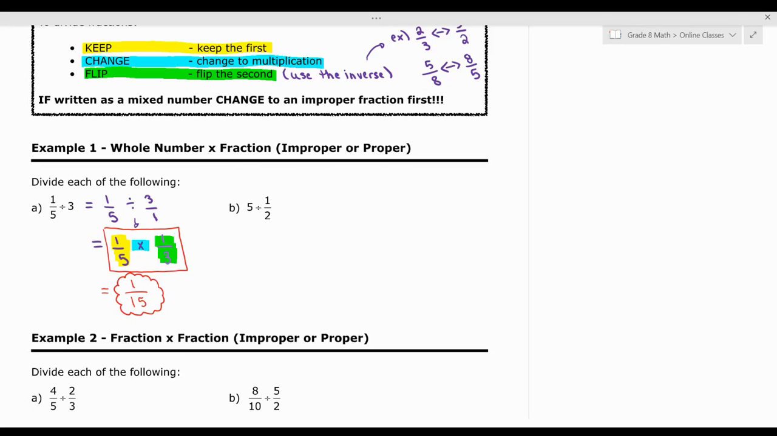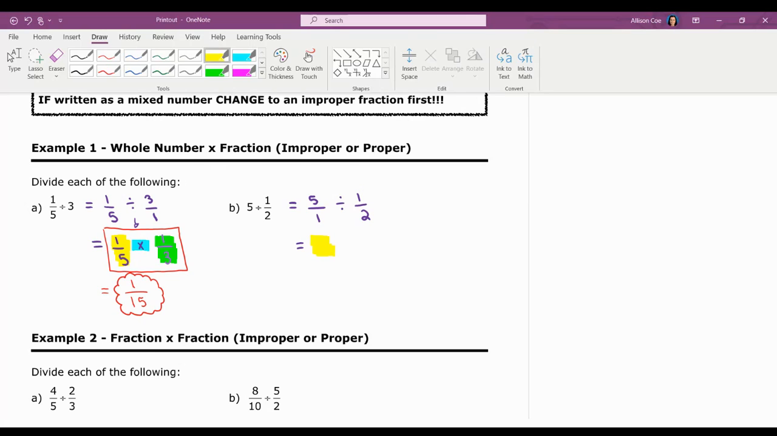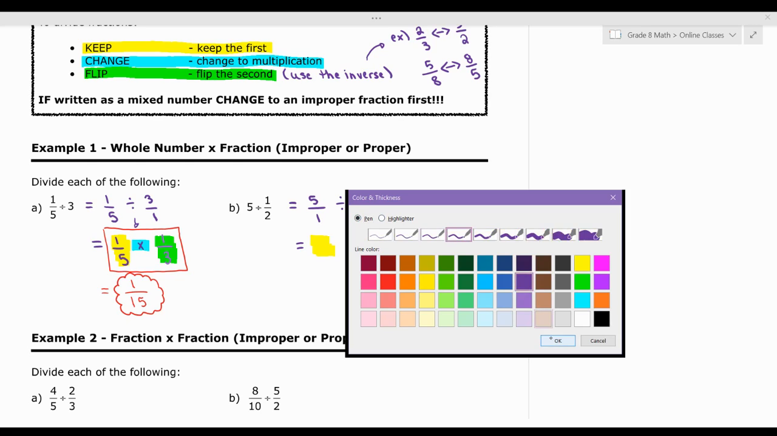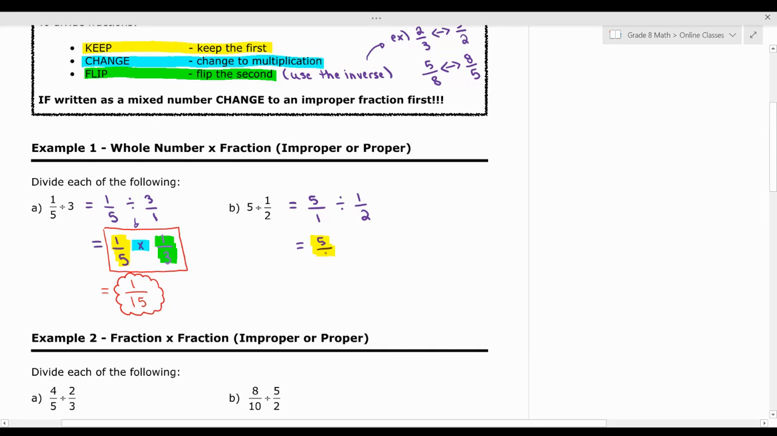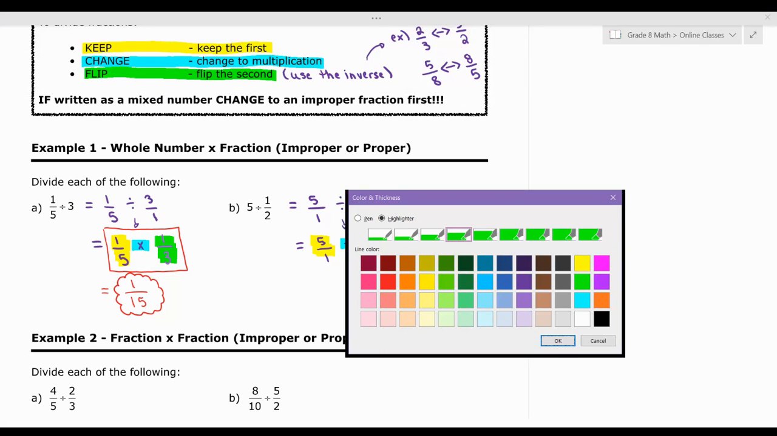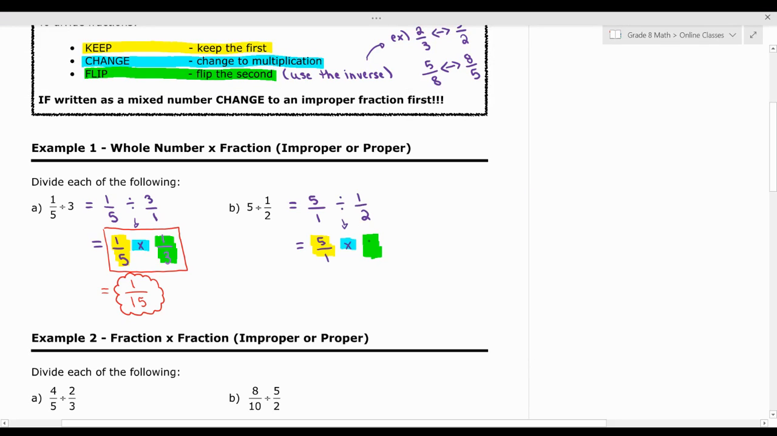Let's try one more. This time you'll notice the whole number is first, the fraction second. Same idea. So this would be 5 divided by 1/2. I could write this as 5/1 divided by 1/2. All right, I am going to keep the first, so I'm going to keep the 5/1. I'm going to change this to multiplication, so your sign has to change. And then I have to flip the second. So I'm going to flip this to 2/1.